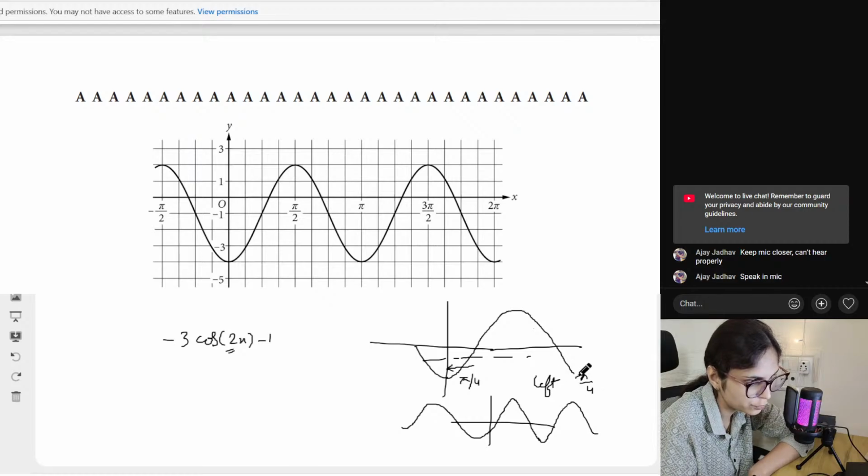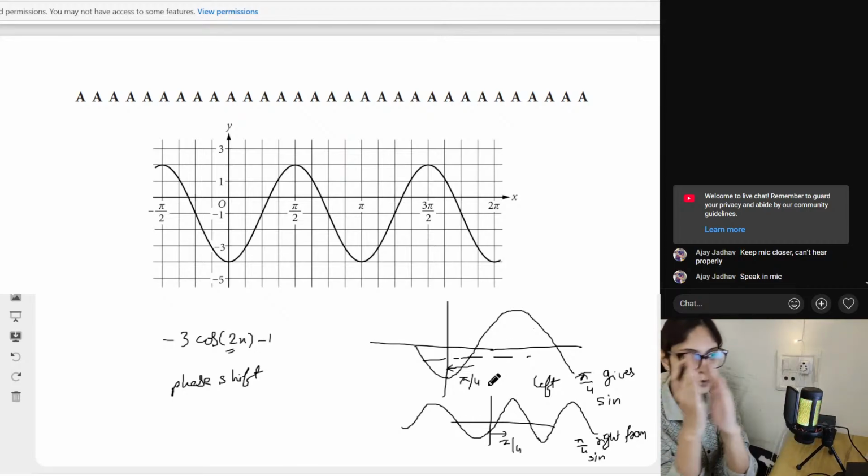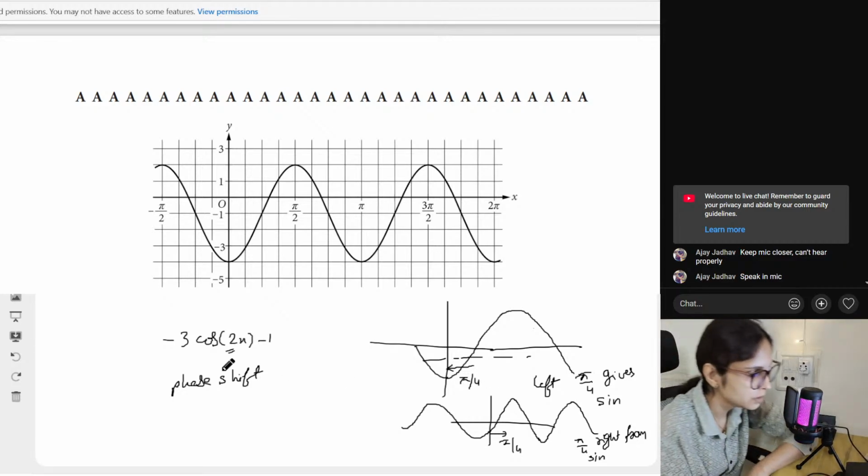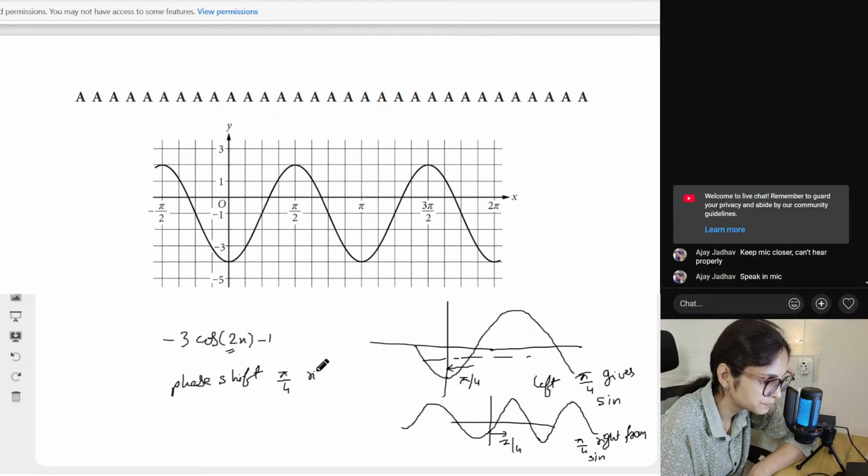So left pi over 4 gives sine. That means if you shift this sine function to the right by pi over 4, you will get this function. That is why there is a phase shift. If you do pi over 4 right from sine, you get your original graph, because moving the graph pi over 4 gives sine. That means if you shift sine pi over 4 to the right, you will get your graph. That is why the phase shift is pi over 4 to the right, and it will be 3 sine 2 times x minus pi over 4 minus 1. Got it?